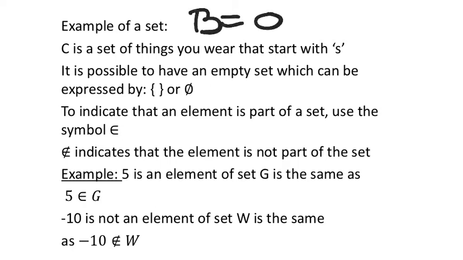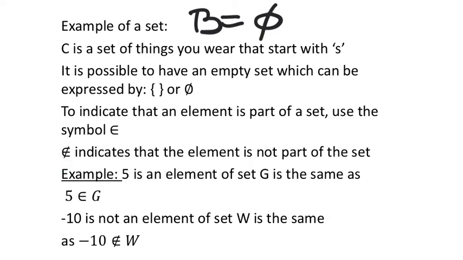B is the empty set. All right, B is the empty set. Something like that. Okay? So to indicate that an element is part of a set, we use this symbol, which, again, mathematically, would read as "is an element of." If you put a line through it like this, it means it's not an element of whatever set we're looking at, okay?